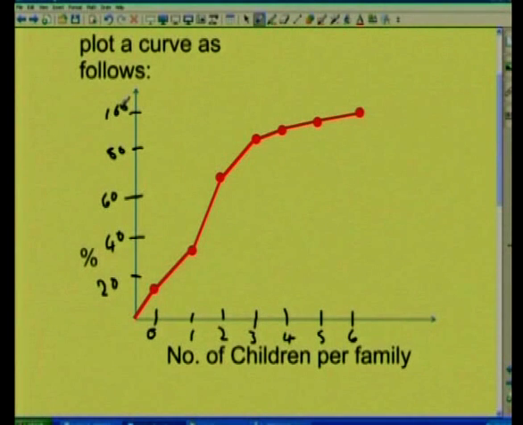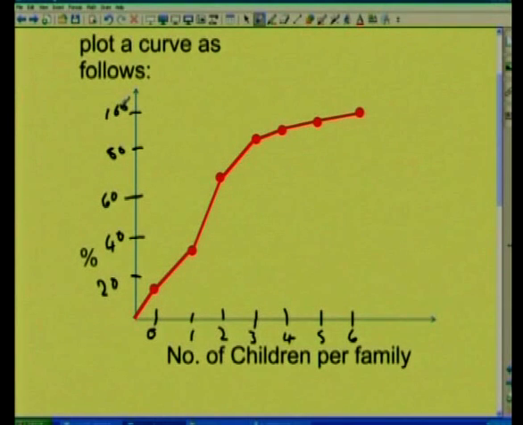If you look back at our table, we can use this chart and ask a question of it. I could say, for example, how many families fall below the 60% mark in terms of the number of children that they have? Well, here we have the 60% mark.